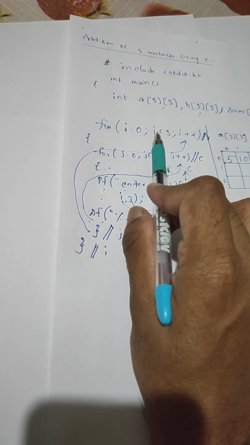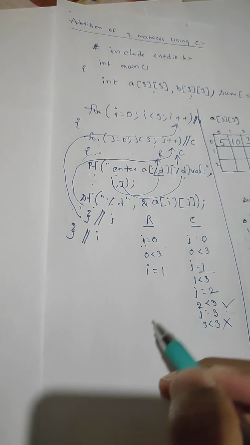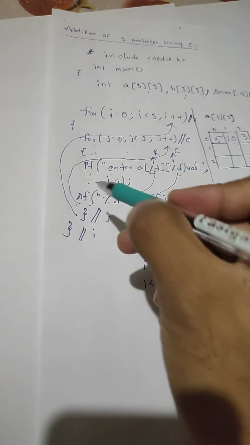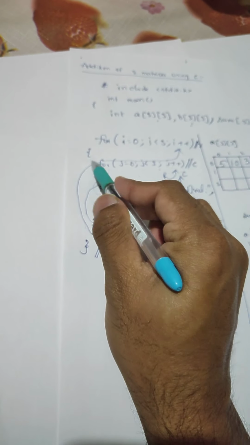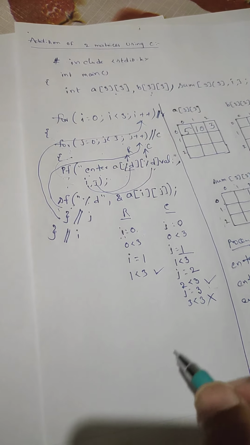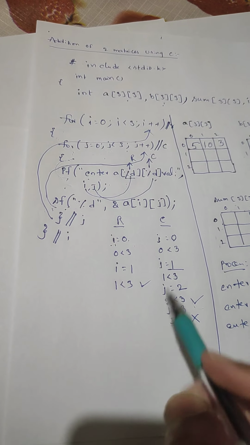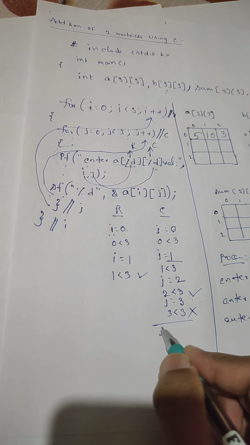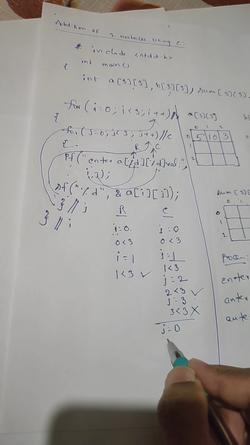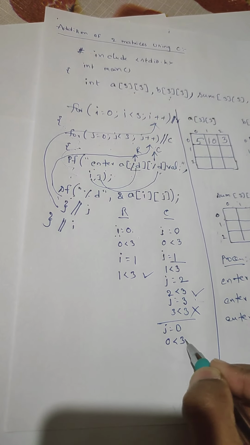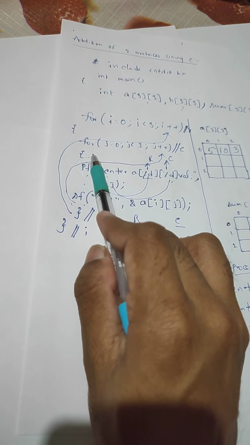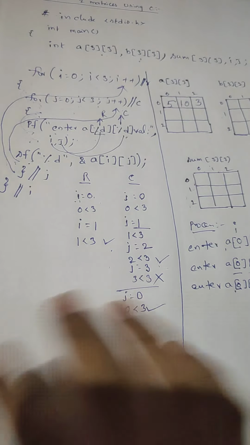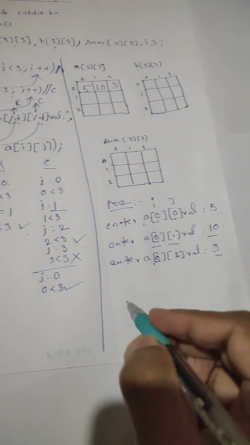And check the condition: the i value is 1, and 1 less than 3. The condition is true. Then the controller again enters this j for loop. In that case, what is the initial value of j? 0. So the j value is 0, and check the condition: 0 less than 3. The condition is true. Then the controller enters this j for loop, and the printf statement is executed.